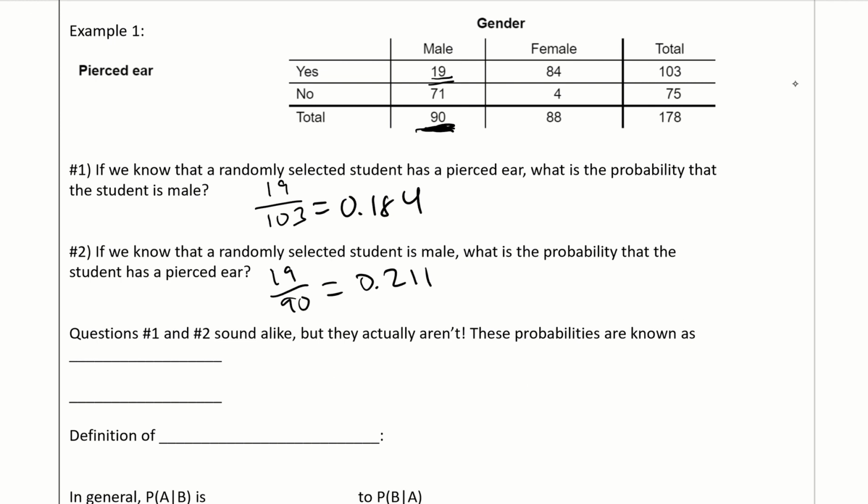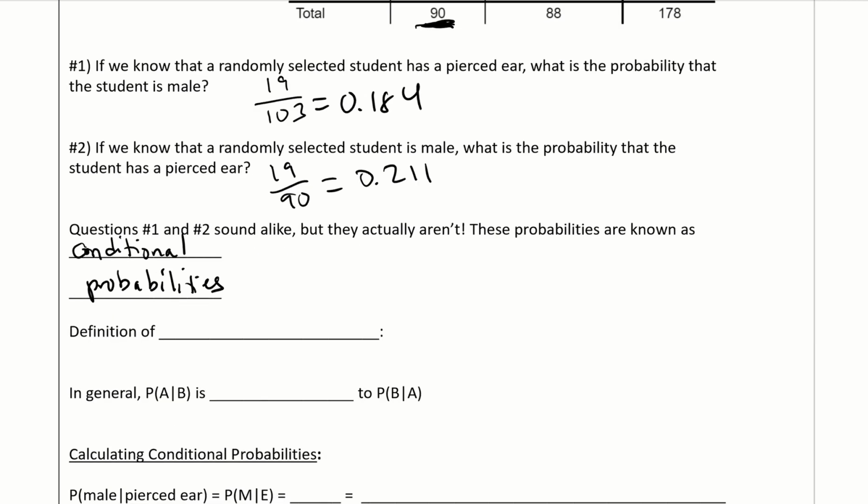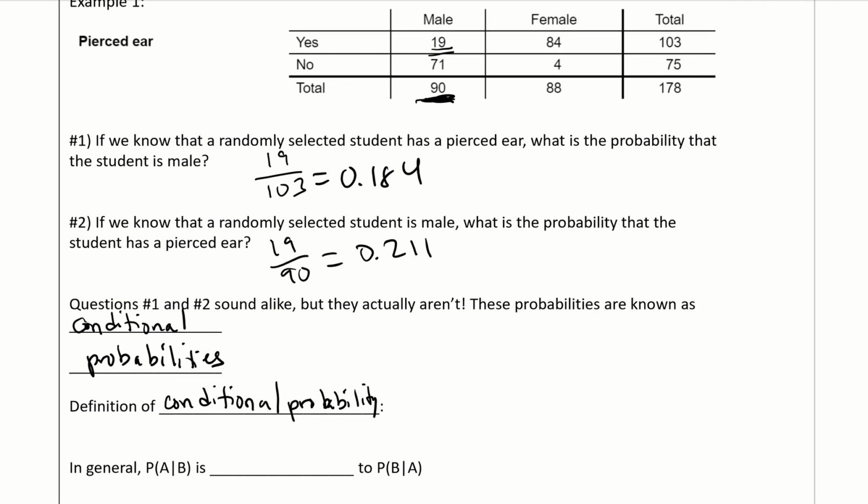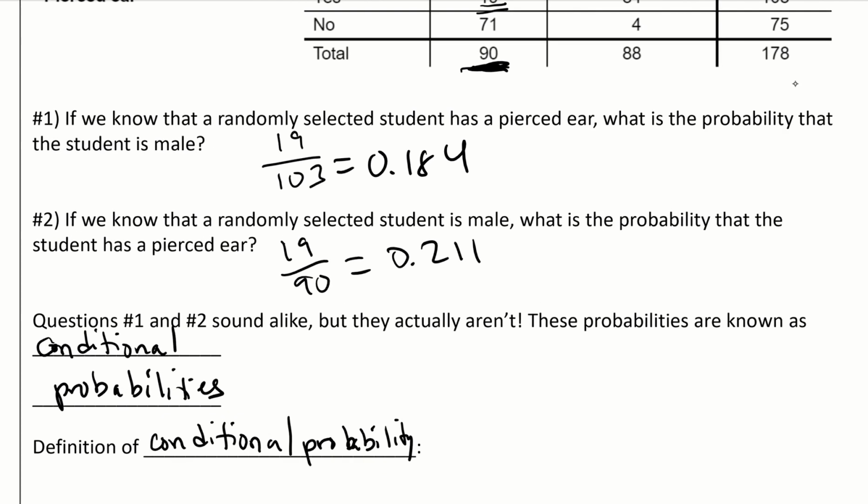In fact, the probabilities aren't even the same. These probabilities are known as conditional probabilities. They're different probabilities, so let's define what a conditional probability is. It's sort of in the name. A conditional probability imposes a specific condition. In this case, the condition is that we know they have a pierced ear. Given that pierced ear, what is the probability that they're male? And in number 2, the condition was that they have to be male.